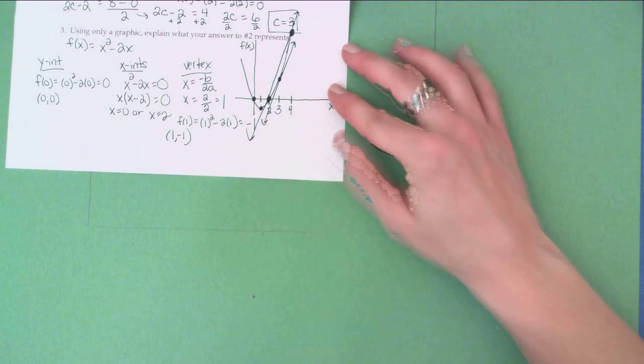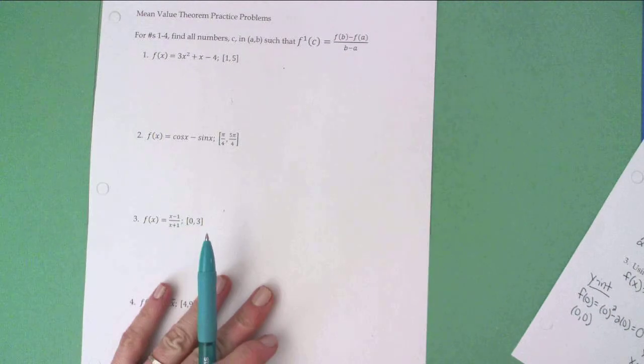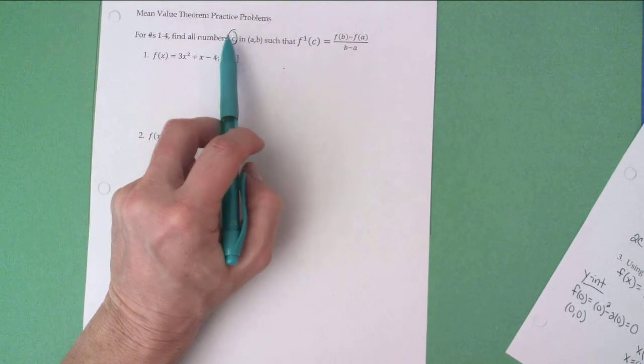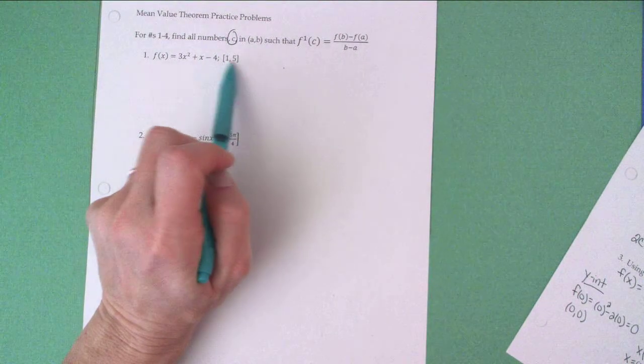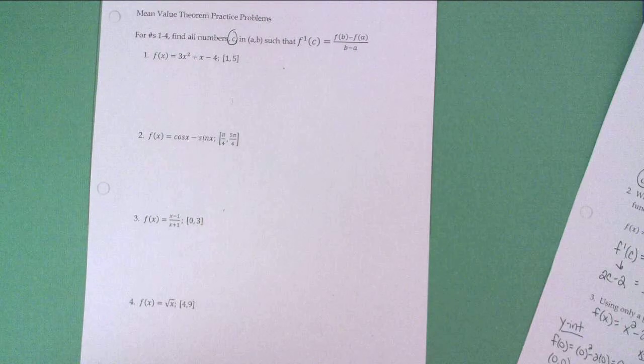So what you're going to do for homework is work on this sheet, the practice problems. And for each one of these, you're doing the same thing. You're just setting it up, and you're finding the value of c within these boundaries, a to b, where the mean value theorem holds true. All right, mean value theorem, there you have it.